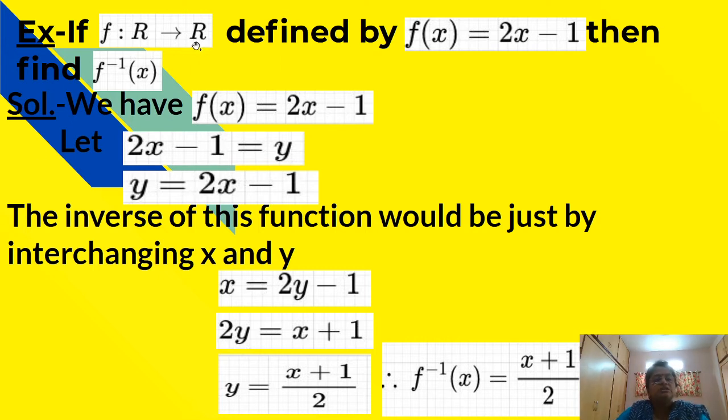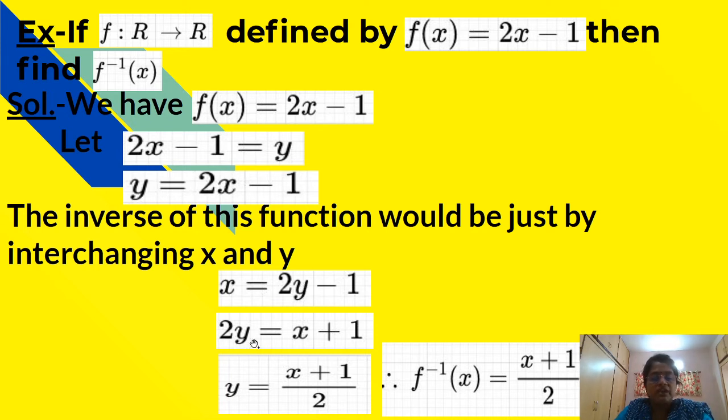Now see some examples. If f from R to R defined by f of x is equal to 2x minus 1, then find f inverse of x. We have f of x is equal to 2x minus 1. Now f of x is equal to y and therefore 2x minus 1 is equal to y. That is y is equal to 2x minus 1. The inverse of this function would be just by interchanging x and y. Therefore, x is equal to 2y minus 1. We have interchanged x and y in this.